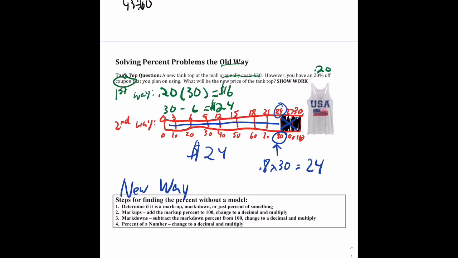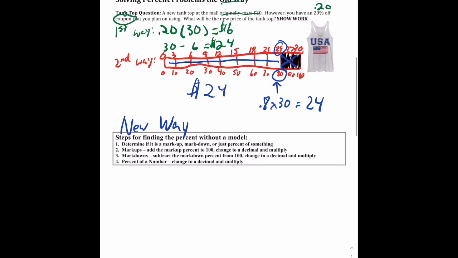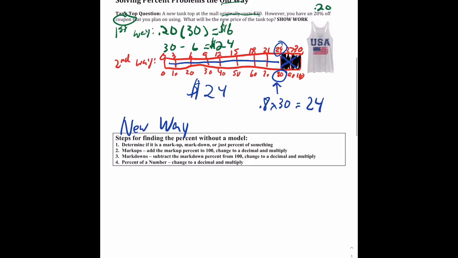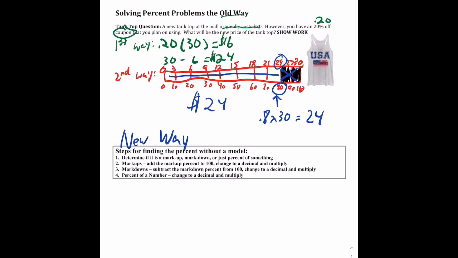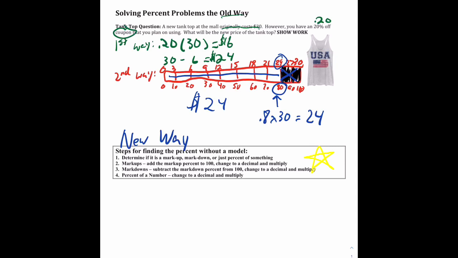Hey, why do we have to do it this new way? Well, trust me, we're going to want it when things get a little more difficult. So here are the steps for the new way. You're going to want to write this down. Like I said, some things you got to write down. This is definitely one of them.